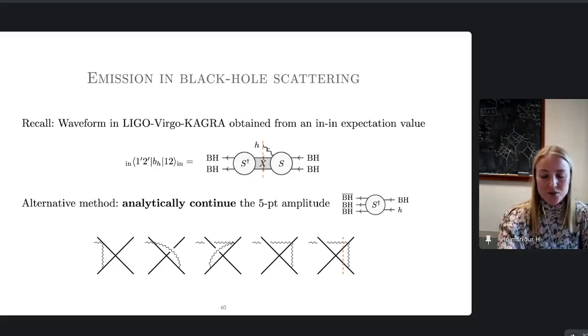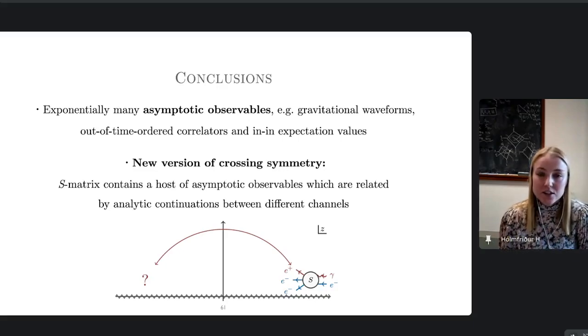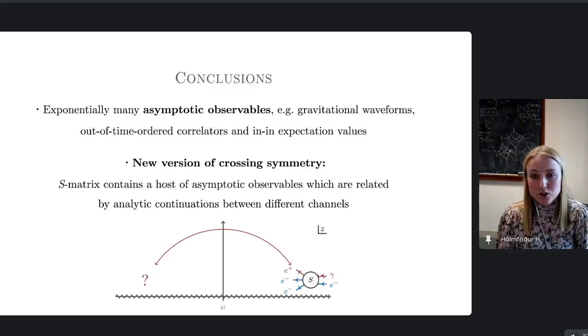But in any case, it's a different way to compute it. So that brings me to my conclusions. We talked about how there are exponentially many asymptotic observables, for example, gravitational waveforms, out-of-time ordered correlators, and in-in expectation values. And then the punchline is that via new versions of crossing symmetry, we can show that the S matrix contains this host of asymptotic observables, which are related by analytic continuations between different channels.